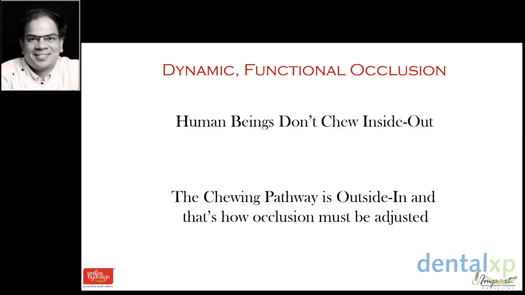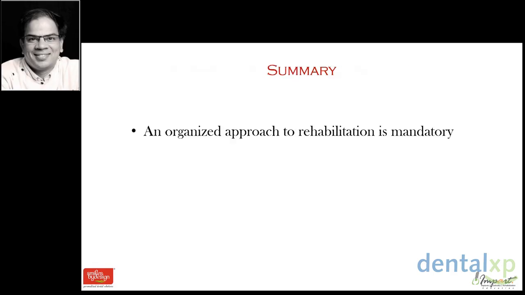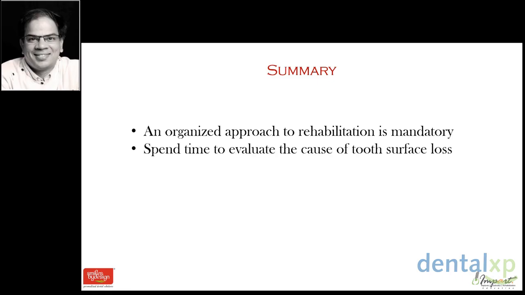So to summarize, an organized approach is absolutely mandatory. Spend time to evaluate the cause of tooth surface loss. Diagnosis is the key. See whether the patient has acceptable function or a dysfunction, or whether there is a constriction in the chewing envelope, or whether the patient has parafunction. Based on that, draw out your risk assessment and then make your treatment strategies to follow a very conservative adhesive approach wherever possible to be within enamel at the end of tooth preps.